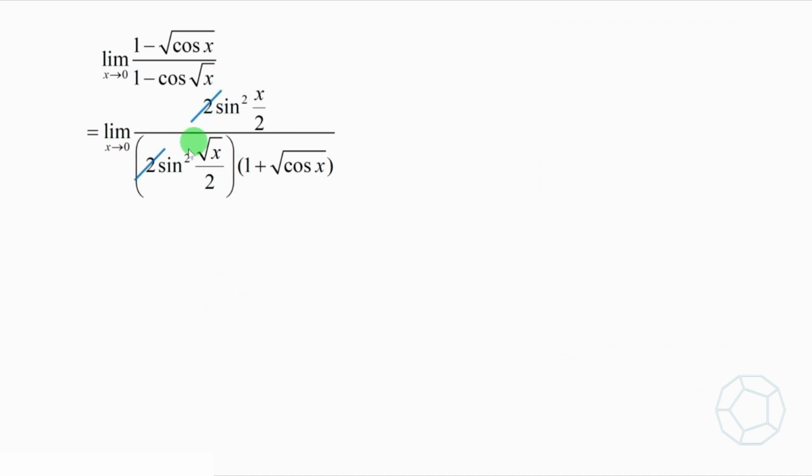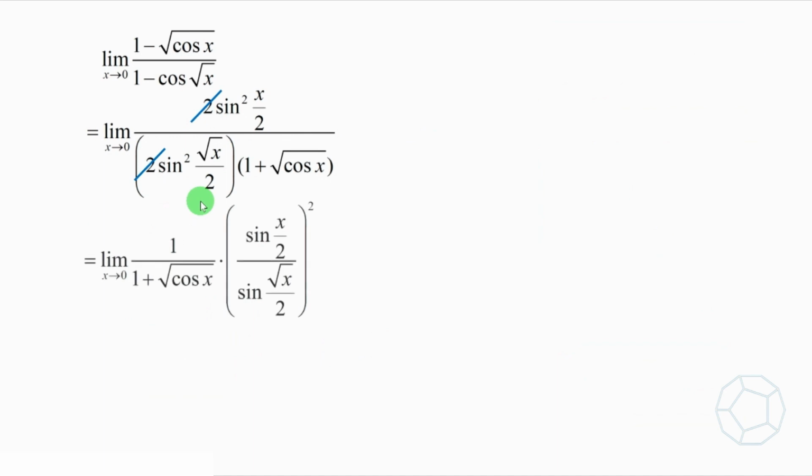Now, the constants 2 can be cancelled out. Moreover, we put the sine terms together, so they're under a single bracket. Next, our goal is to get the form sine theta over theta. Why? Because for trigonometric limits, we're going to use an important result, which is limit of sine theta over theta is equal to 1 when theta tends to 0.